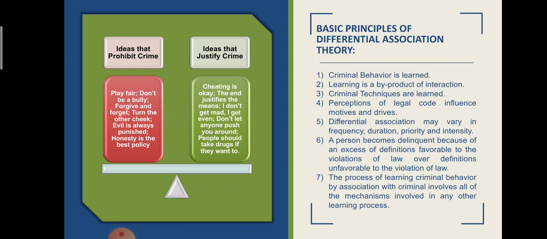So when you say a weighing scale, on one side there are ideas that prohibit crime and on the other side ideas that justify crime. On one scale we have: play fair, don't be a bully, forgive and forget, turn the other cheek, evil is always punished, honesty is the best policy. These are the ideas that prohibit you from committing crimes. For example, don't do that, you get plus points if you stay out of trouble. That is the idea that prevents you from the commission of the crime.